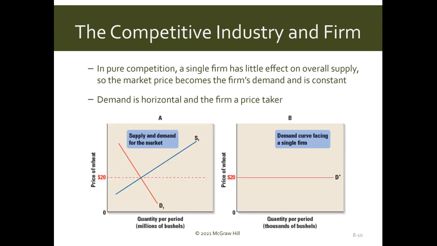So now, once again, the difficult part. These are the diagrams that we are going to use to explain this competitive market structure. You can see on your screen, there are two diagrams. On the left-hand side, the diagram says supply and demand for the market. The right-hand side says demand curve facing a single firm.